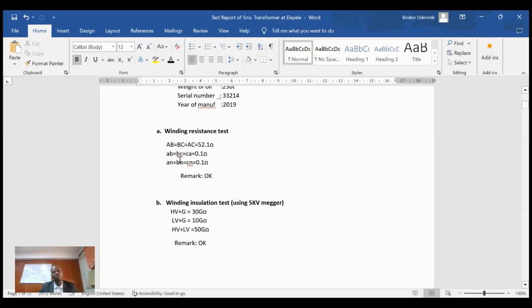Like this one for the secondary side, we have ab, bc, and ca equal to 0.1 for the secondary side. And also an, bn, cn equal to 0.1 for the secondary. They must be equal like this before that transformer can pass the winding resistance test. As you can see here, the remark is that it's okay.